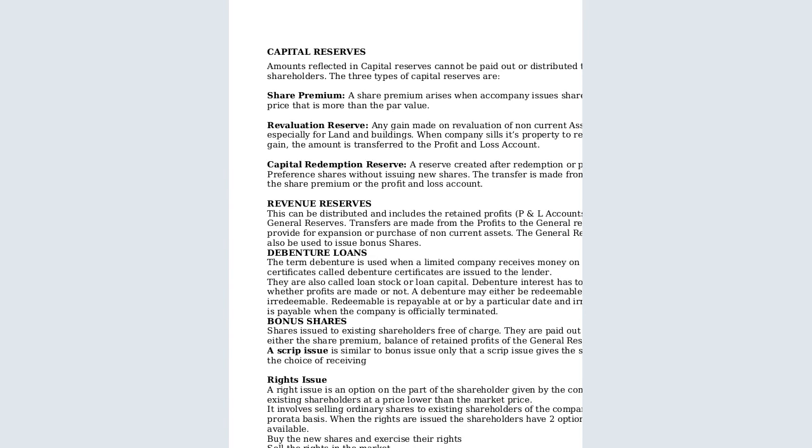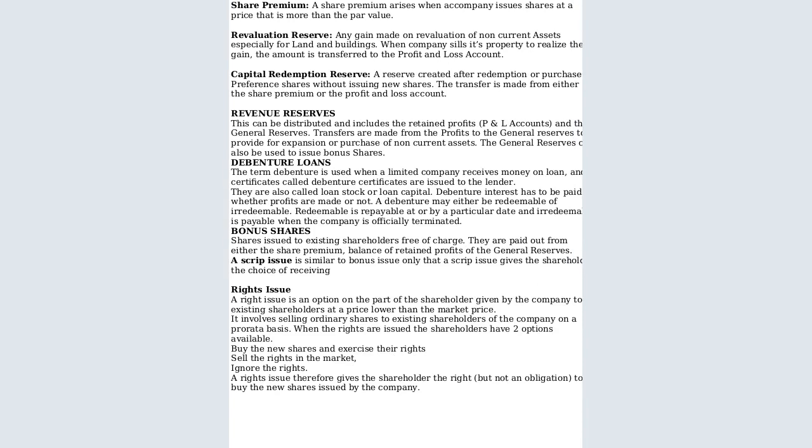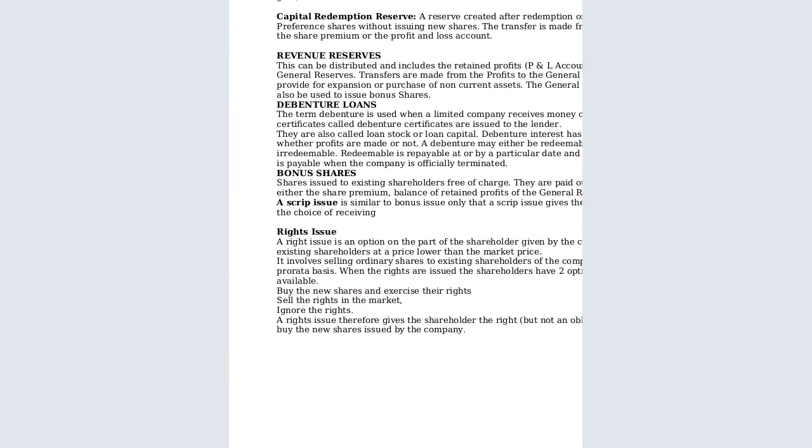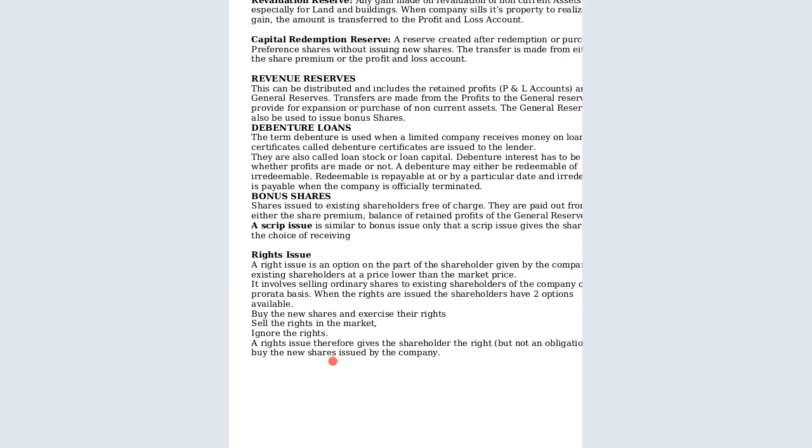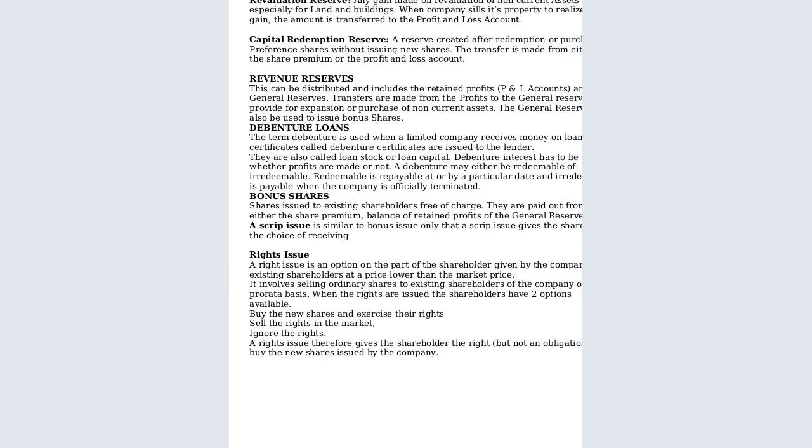So then the next thing that you need to understand, the next three discussions: bonus shares, scrip issue, and rights issue. They can tell you to differentiate among the three. Bonus shares, scrip, and the rights issue. So what is a bonus share? Bonus shares are shares that are issued to existing shareholders free of charge. So bonus shares, what happens?